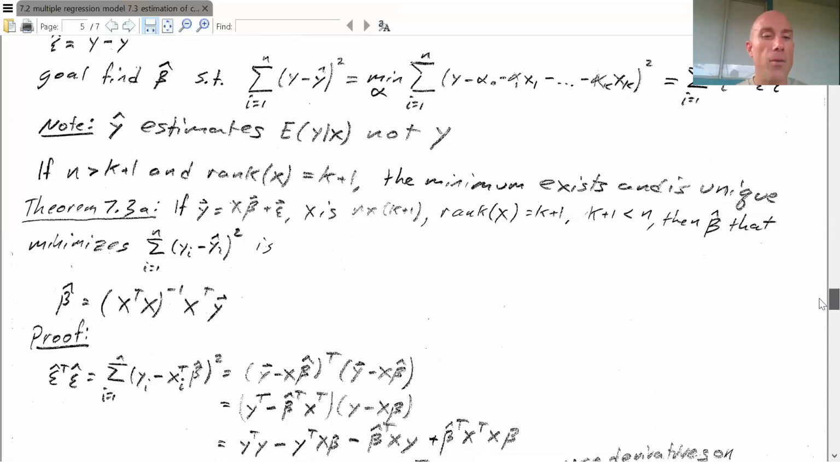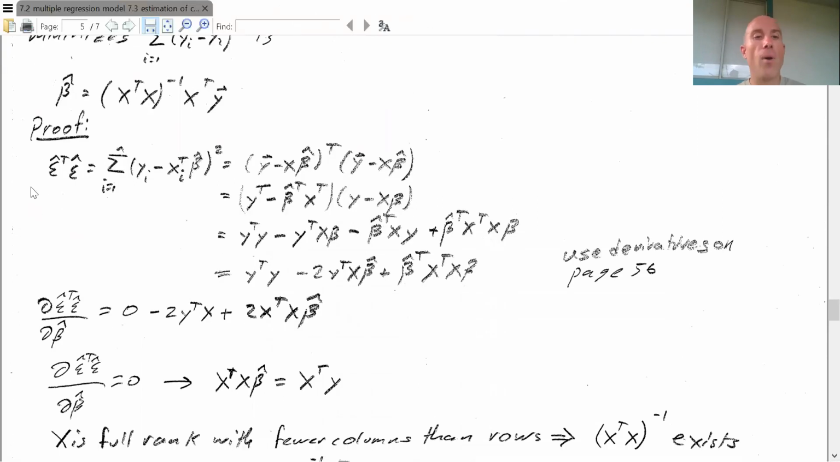All right, so let's do our proof. I'm going to take the observed residuals transpose times the observed residuals, and that's going to be our sum of squared deviation. I'm going to rewrite this in terms of matrices and do the multiplication, and I get all this stuff.